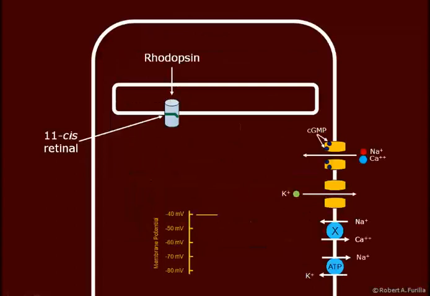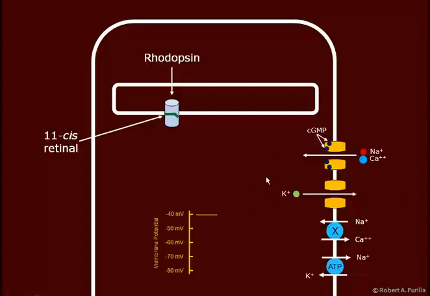Inside the rod's outer segment, we see rhodopsin attached to the membrane discs here. This is one double membrane disc. Here's the rhodopsin molecule, the retinal in its cis form. In the dark, the cation channels are open, and they're opened by high concentration of cyclic GMP. Cyclic GMP opens these cation channels, which are permeable to sodium, calcium, as well as potassium. Sodium and calcium can enter the rod's outer segment.